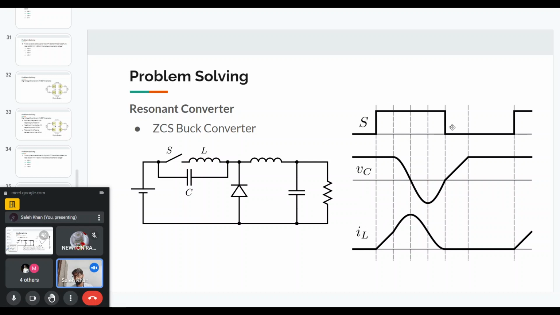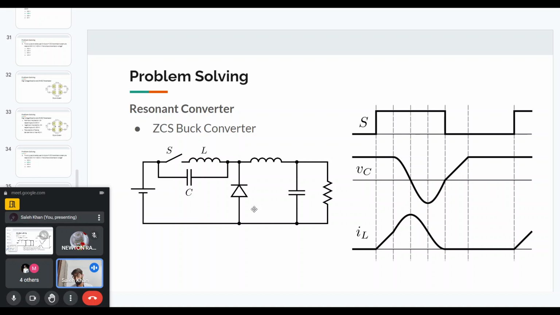So we have to ensure that when the current goes to zero, at that point we will turn off the switch. So that will lead to a zero current turn off, or a zero current switching of this main switch, and that will lead to negligible turn off losses. So that is how these kind of resonant converters operate. So this is just one example for resonant converter.